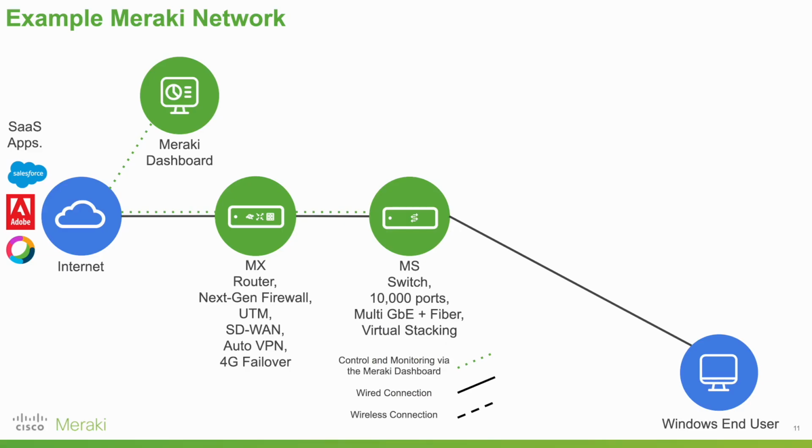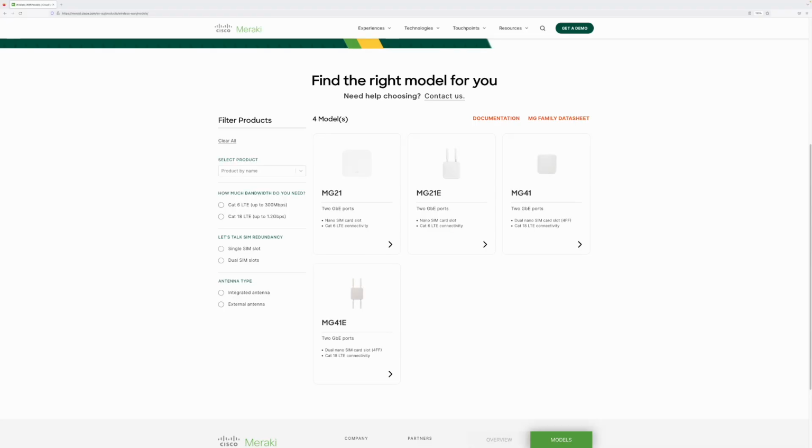Jumping back to our presentation here, now we look at the MG 4G wireless gateways. Looking at the MG devices, these are all 4G devices, no 5G devices at this point. MG21 and 21E, E just stands for external antenna, so they've got a higher gain for poor coverage areas. They're Cat6 LTE, that's 300 megabits per second download and 50 megabits per second upload. For the MG41 and MG41E, that's Cat18 LTE, that's 1.2 gigabits per second download and 211 megabits per second upload.